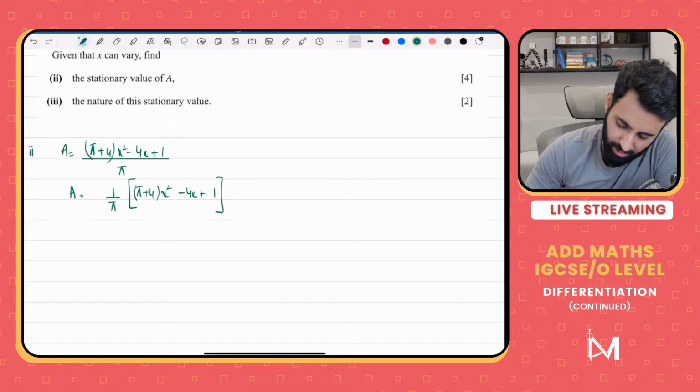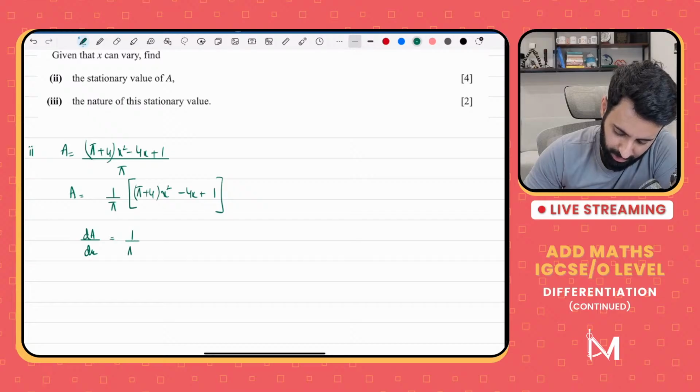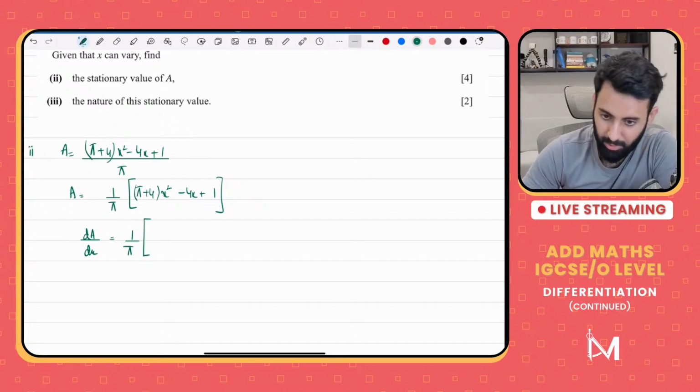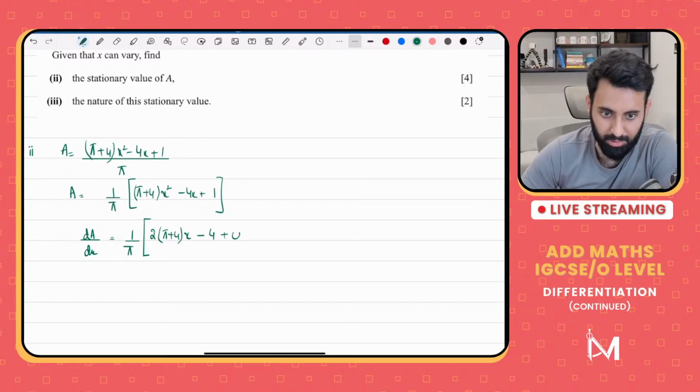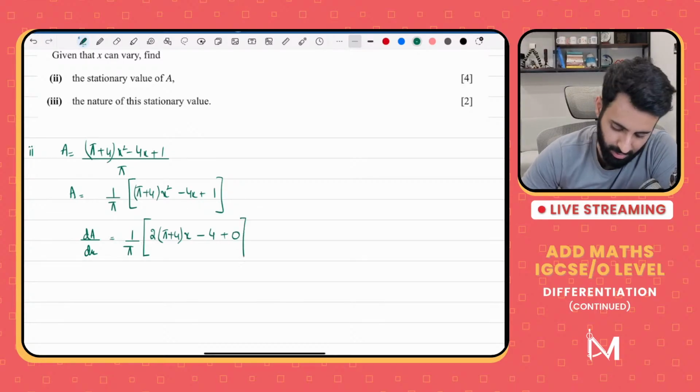Now let's differentiate dA upon dx. So 1 upon pi remains where it was. It's a constant, so we're just going to ignore it. And let's see what's going on inside the bracket. Inside the bracket, there will be 2 times pi plus 4 multiplied by x minus 4 plus 0. Why plus 0? Because the differential of 1 is 0.